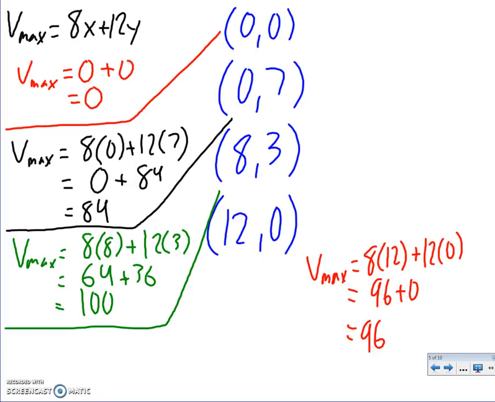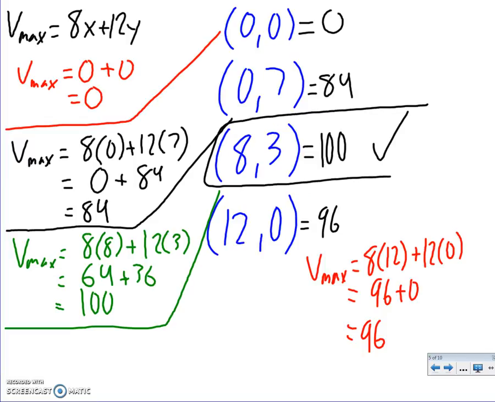So now I know how much space each point gives me. The lowest would be 0, 0. If I buy nothing, I get no space. That's the most inefficient way to do it. The second one only gives me 84, which is not the highest. That's the third. The other one gives me 100, which is the highest. That's my best. And this last one gives me 96. That's the second best. So the most efficient way to do this is to buy 8 X cabinets and 3 Y cabinets.